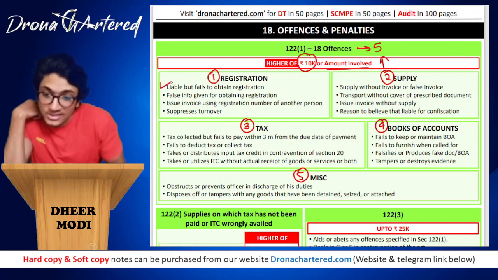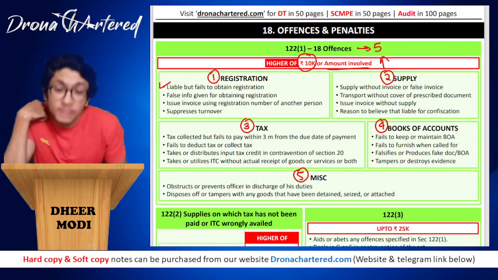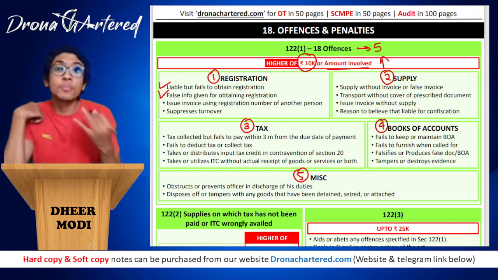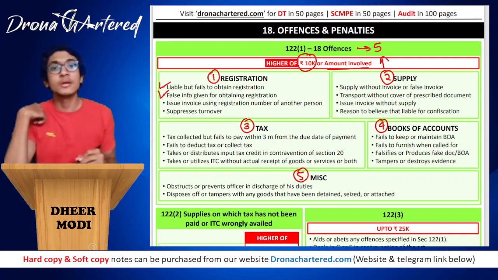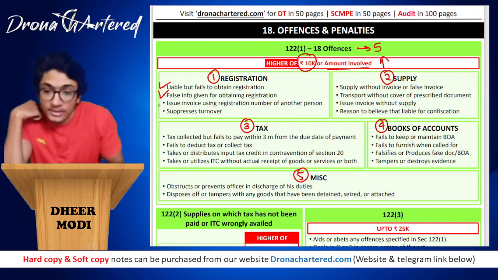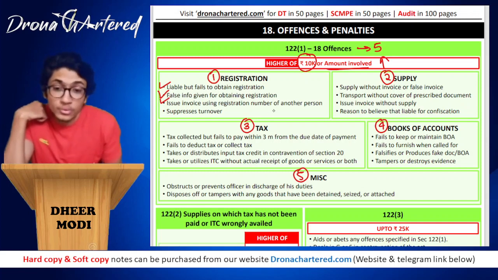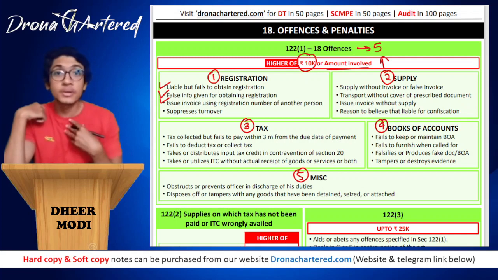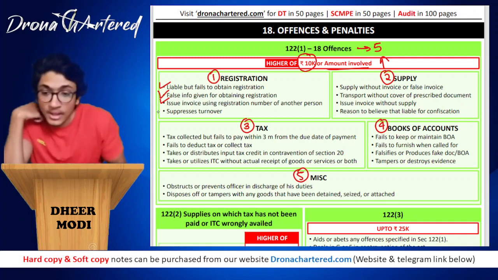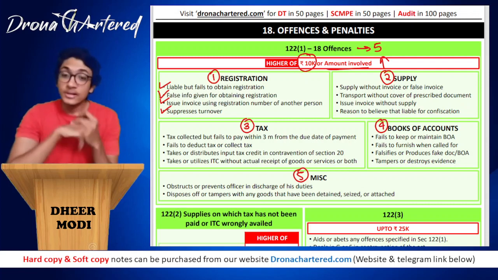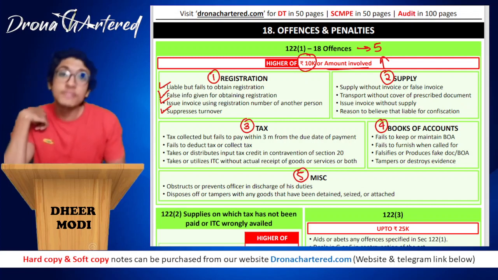So with regards to registration: when you are liable but fail to obtain registration, false information given for obtaining registration. During registration you have to give some documents, you have to give some information. If those prove to be false, you will be prosecuted under this section. Issue invoice using registration number of another person, that means you issued an invoice but your GST number is not yours, you've given someone else's. Suppresses turnover, you will suppress your turnover so that you don't have to register under GST. Okay, so these were with regards to registration.